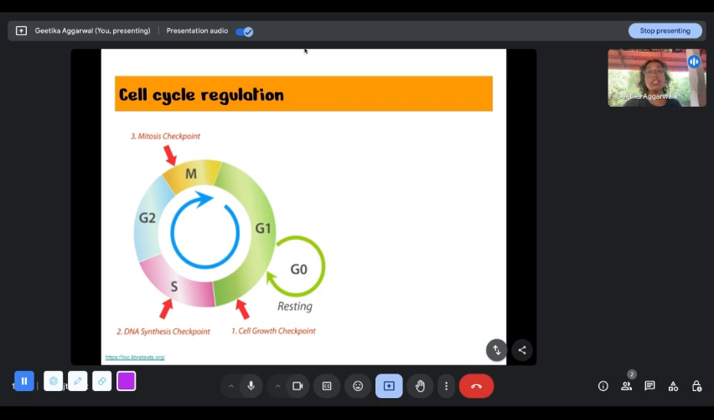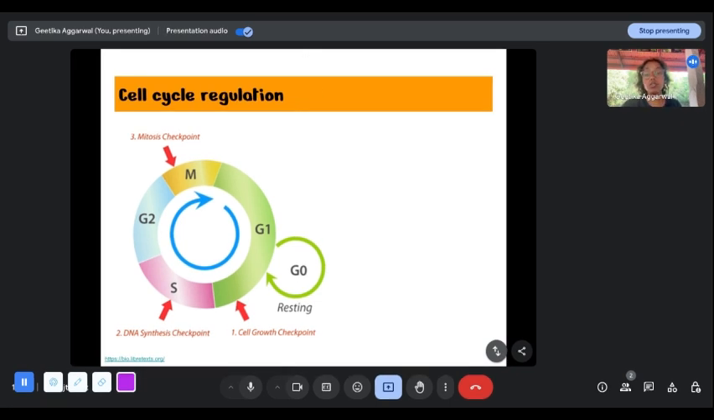Coming to how the cell cycle is regulated, how the cell knows when to do what. Cell division is not just happening over and over again without any control. There is a correct time and a correct duration after which the cell undergoes division. It cannot just undergo division right after getting out of mitosis. Here you can see that they have marked three different checkpoints. One is the cell growth checkpoint, which is the first checkpoint. Then there is the DNA synthesis checkpoint during the S phase, and then there is the mitosis checkpoint, which happens before the cell enters the M phase.